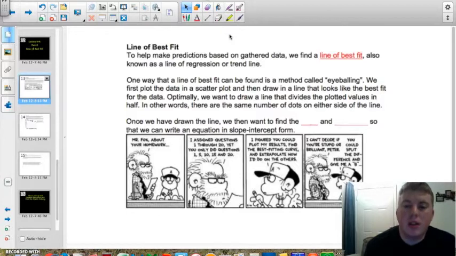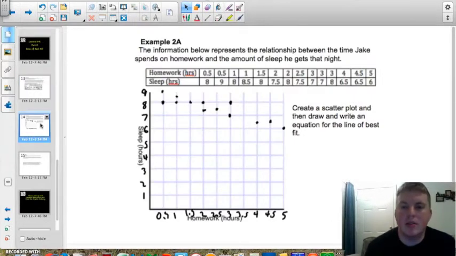Now, once we have drawn the line, then we want to find the slope and the y-intercept so that we can write an equation in slope-intercept form. Alright, let's jump in and look at an example. Now, we are asked to graph this scatter plot and then come up with a line of best fit. For the sake of time, I've gone ahead and drawn in these points. I want you to go ahead and pause the video and draw in these points, and we'll discuss this in just a second.